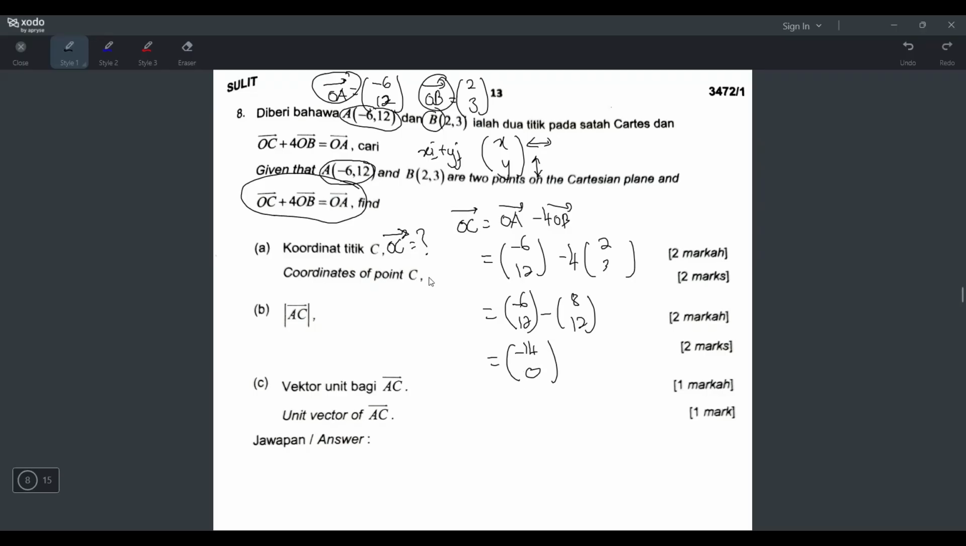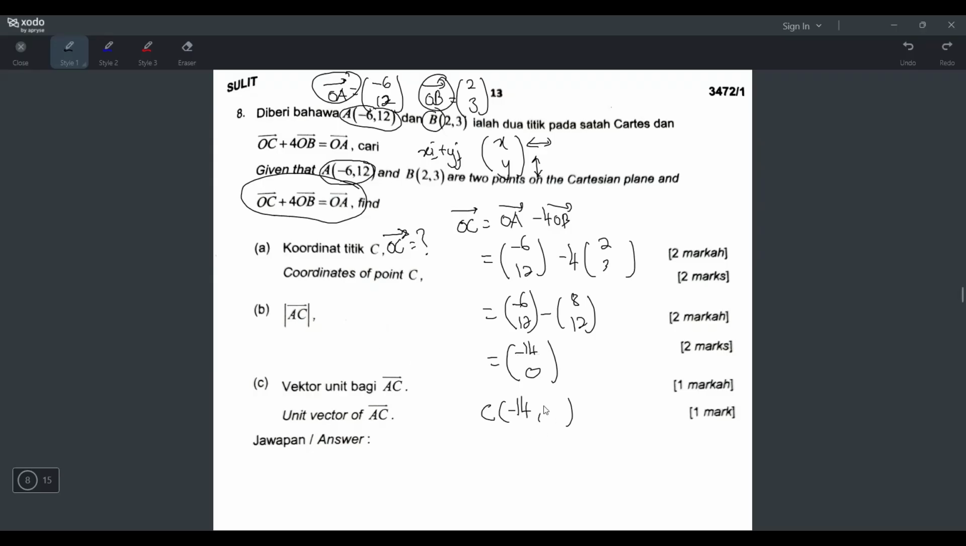But they never ask for vector OC, they ask for coordinate C. So what do you think? What is the coordinate C? Negative 14, 0, right? Because the vector from O to C is negative 14, and O is basically 0, 0. If I say vector OC, it means you take the C coordinate minus the O coordinate. But if the O coordinate is 0, 0, that means the numbers in front of i and j are straight away the coordinate already.